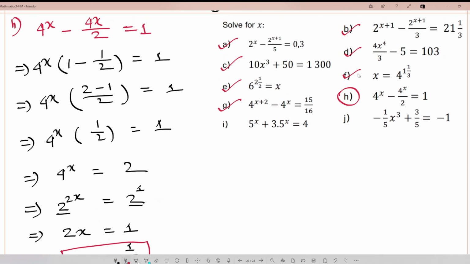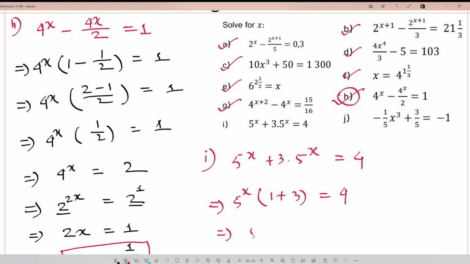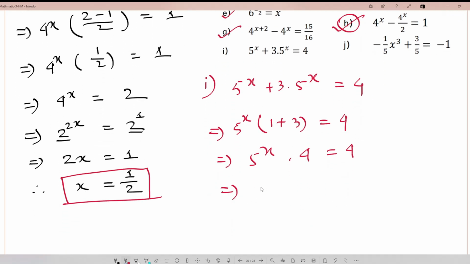So number H is done. Now number I, which is 5 to the power x plus 3 times 5 to the power x equals 4. Very simple, we can take common 5 to the power x. So here is 1 plus 3, which is 4, so 5 to the power x times 4 equals 4. Now we divide both sides by 4. So 5 to the power x equals 1.